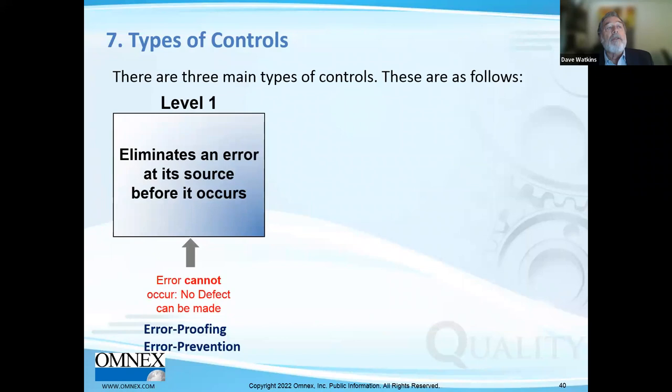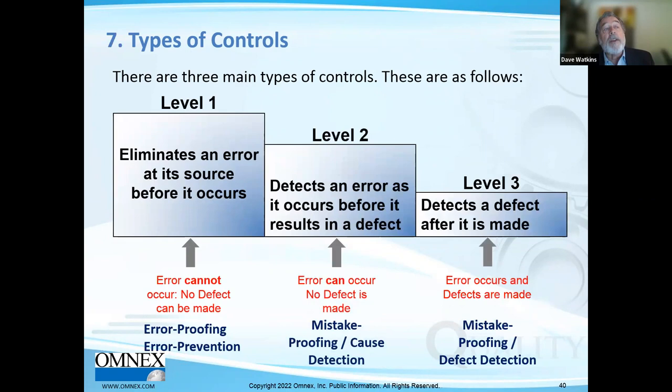So then when we look at the types of controls in a PFMEA, obviously the preferable one is the level one control, which eliminates the error state. The failure mode cannot occur. The level two control detects the presence of the error state, stops the process before it can make the defect. So level one and level two are preventive. Level three, which is the one that so many control plans we see rely on, only detects the failure after it has occurred. And that's bad enough.